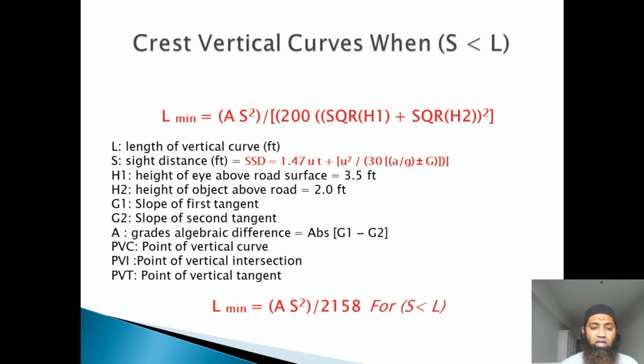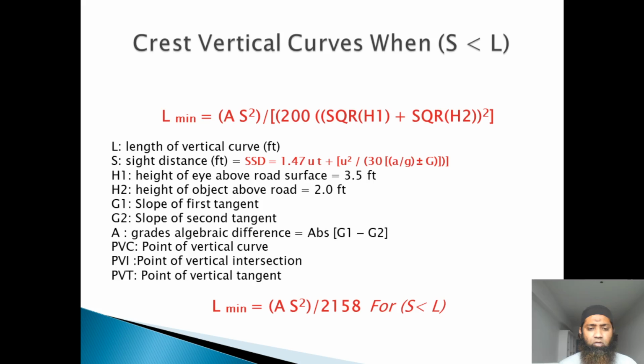What is H1? Height of the eye above the road surface, that is 3.5 here. H2 is the height of the object above the road, so the height of the object should also be above the road, that is 2 feet at least. G1 is the slope of the first tangent and G2 is the slope of the second tangent. Where are they meeting? That point will be seen here. A is the grades' algebraic difference. So G1 minus G2, what is the difference?